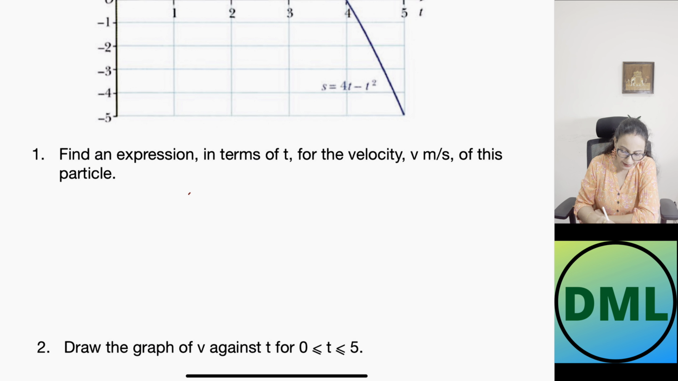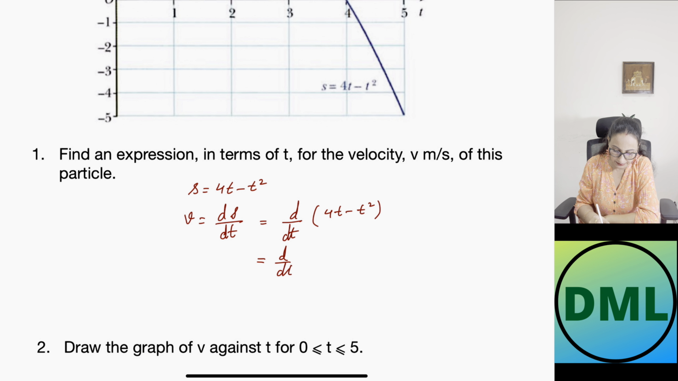What is my s? My s is given as 4t minus t square. I need to get the velocity function. Velocity function will be given by differentiation, ds by dt. Let's differentiate this function. d by dt of 4t minus t square. This will be written as d by dt of 4t minus d by dt of t square. 4 is a constant multiplier. Differentiation of t with respect to t is 1. This will be 4 times 1 minus differentiation of t square, which is 2t. My answer will be 4 minus 2t. This is my velocity function.